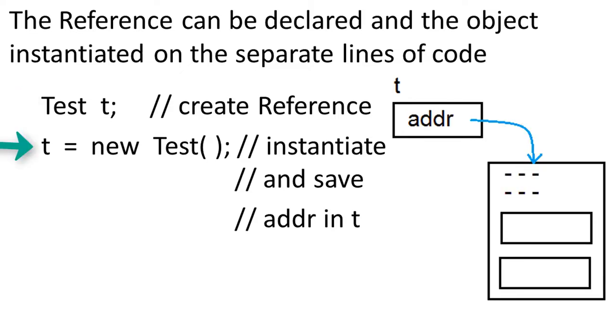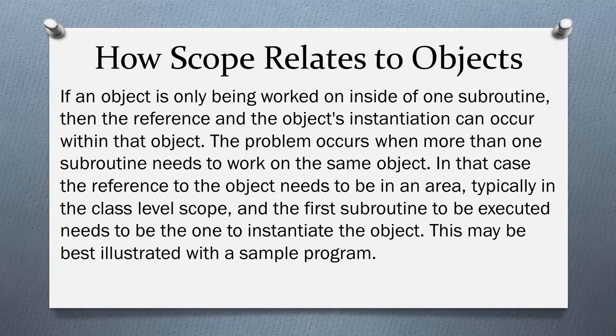The second line of code uses the new operator to instantiate the object, gives it a place in memory, and calls the constructor. The new operator returns the memory address where the object is stored. The assignment operator, equals, takes that address and saves it into T. Now, operations can be performed on the object using its reference named T.